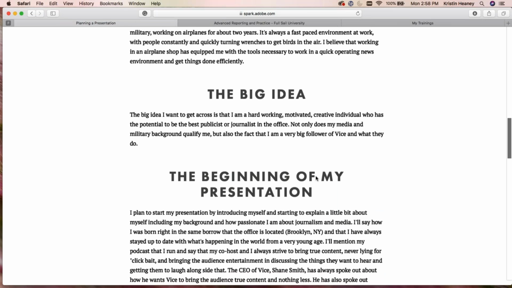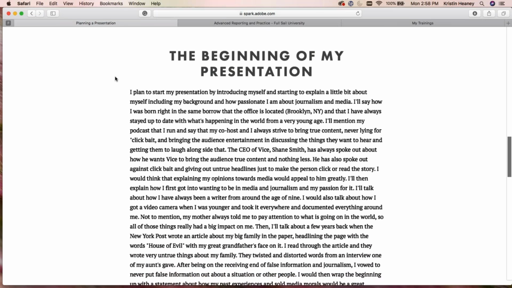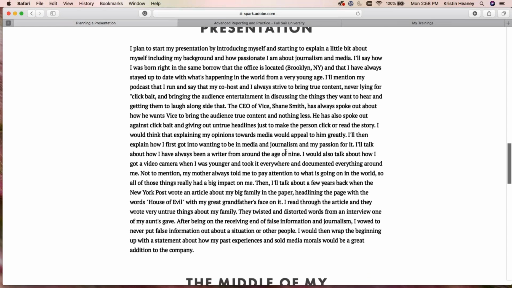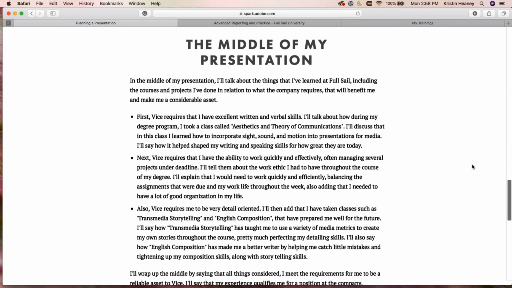He talks about his big idea, a short, sweet statement. It doesn't have to be long and drawn out, but it's his goals of what he wants to get across throughout the presentation. Then he moves into his presentation flow. He talks about how he plans to start the presentation by introducing himself and talking about his background and how he's passionate about journalism and media. He included quite a bit of great information here, so I had a great working knowledge of where he was headed in the beginning.